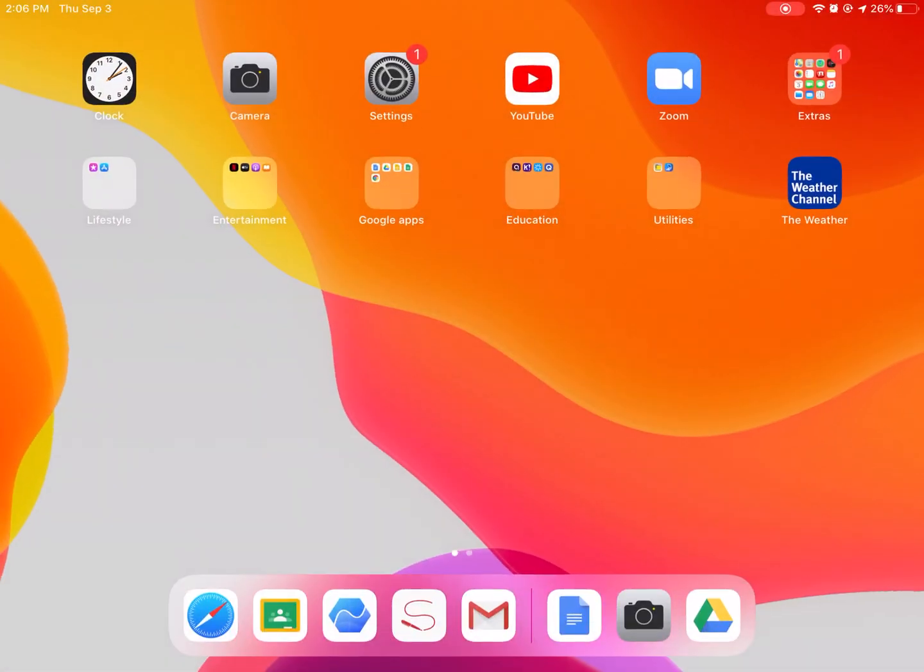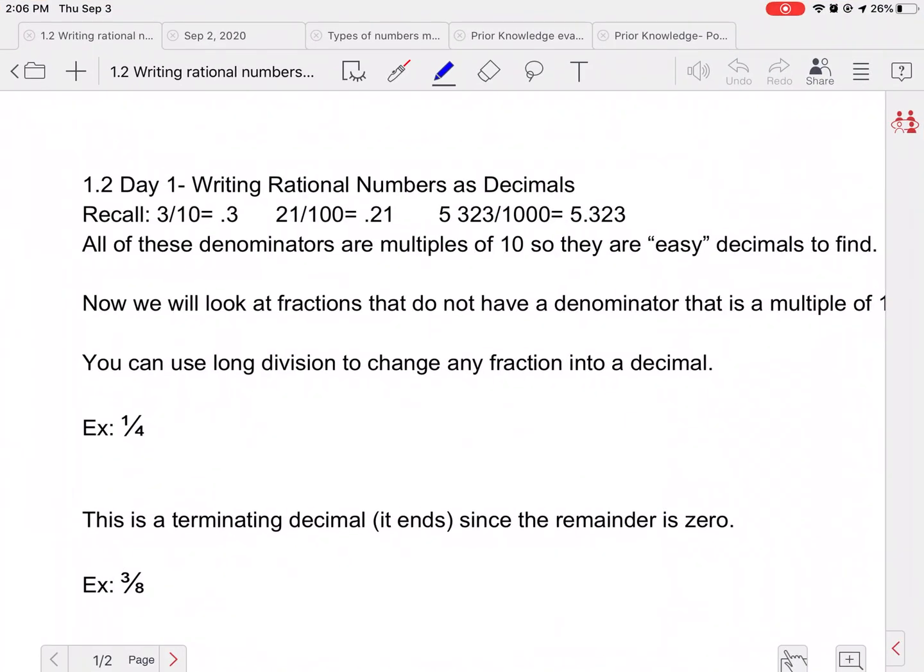We are going to jump right into section 1.2. So in section 1.1, we talked about how to write rational numbers as fractions, in the form of m over n. Today we're going to talk about writing rational numbers as decimals, which I know some of you prefer and some of you don't, but we want to be able to do it both ways, okay?